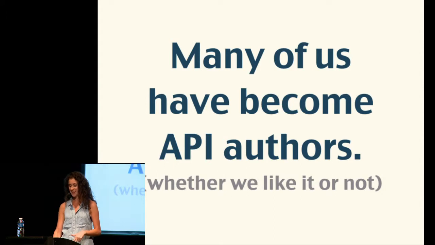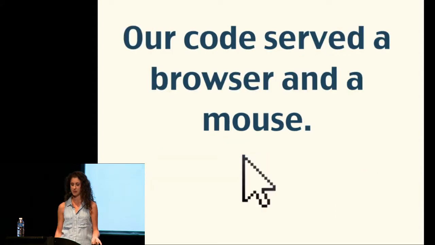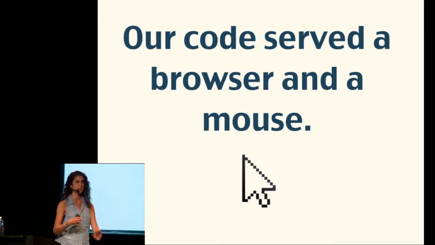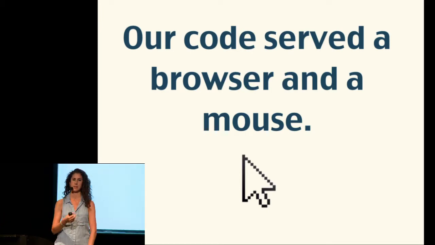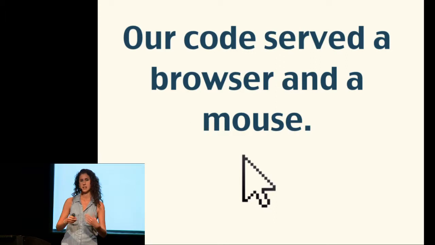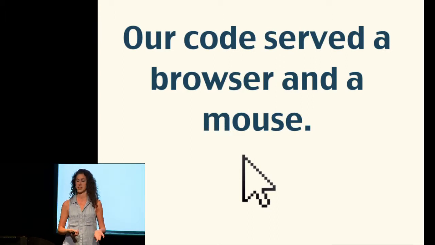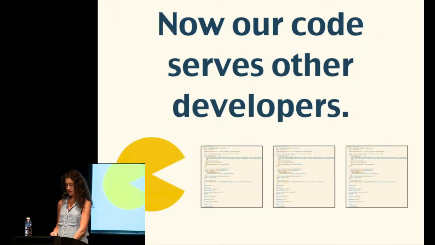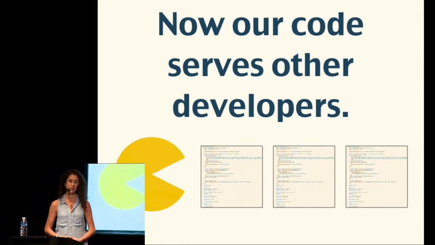The point is that before, I was a web developer and it was sufficient that my code just served someone with a browser and a mouse. But now that the code is exposed and it needs to wrap this other API that's always changing, the nature of my job as someone who maintains a gem or an API has changed to encompass a lot of other things. So now that my code serves other developers, what are these things that I need to think about? And what kind of expectations do these other developers using my code have?